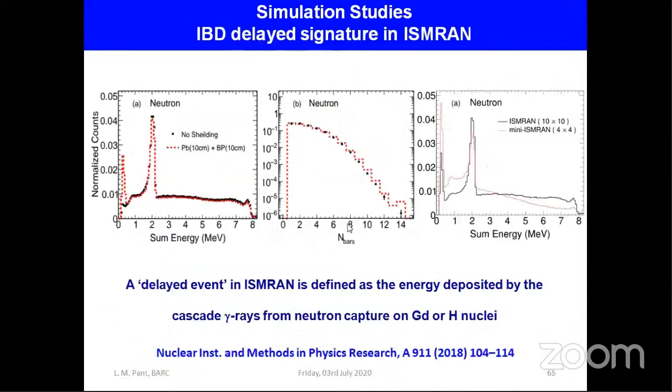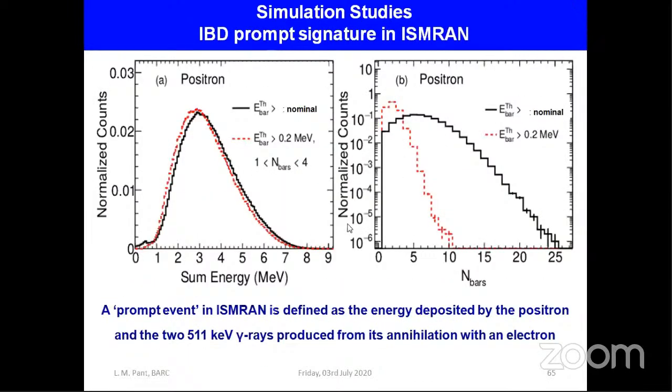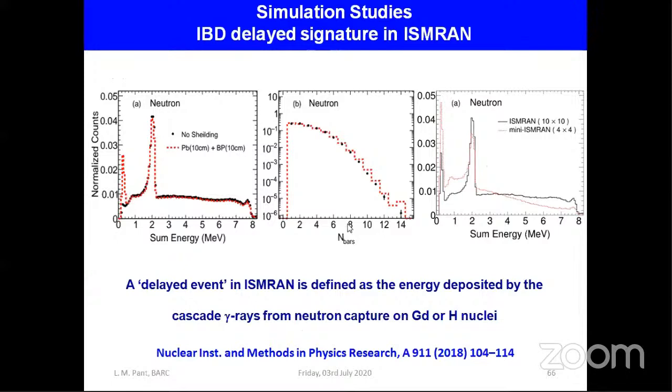So this is the prompt signal. As you know, positrons are associated with the prompt signal. And then of course we have the delayed signal with respect to the neutron. And again on this slide, you see the sum energy and the multiplicity in the number of bars. A delayed event in Smaran is defined as energy deposited by a cascade of gamma rays from the neutron capture on gadolinium or hydrogen.